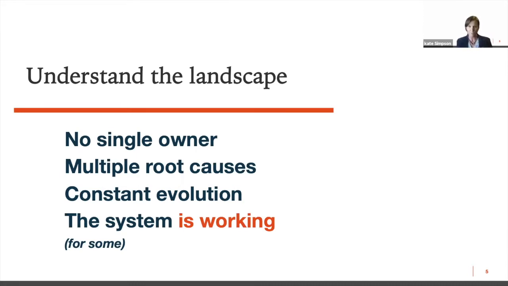And fourth, complex problems are produced by a system that is working. For some people, somewhere, it's producing some benefits. And for this reason, complex problems resist change. There is a resistance to change because it is working. Now, when we say things like the system is broken, what we actually do is become blind to the power in the system. We lose sight of it.